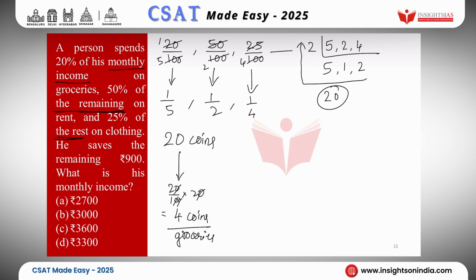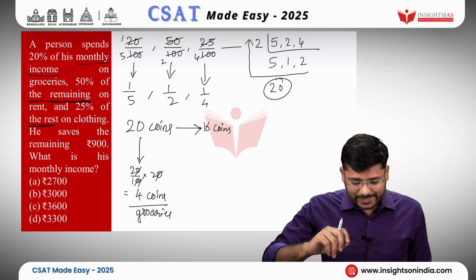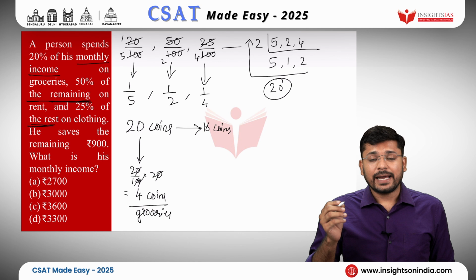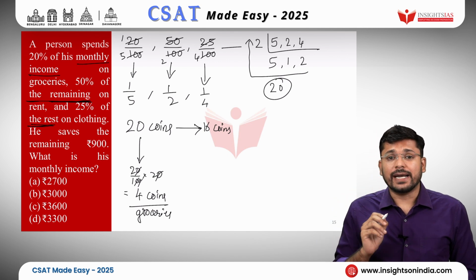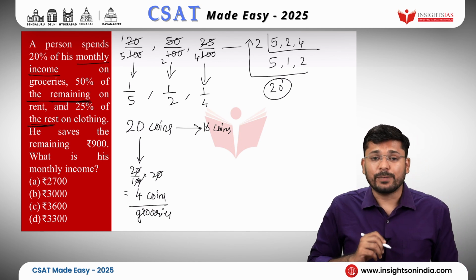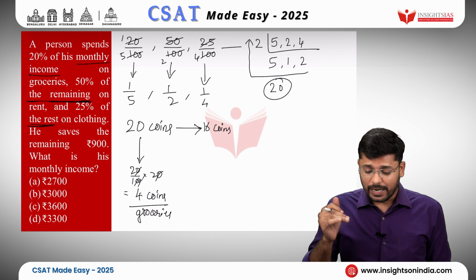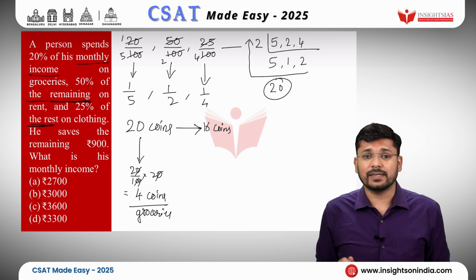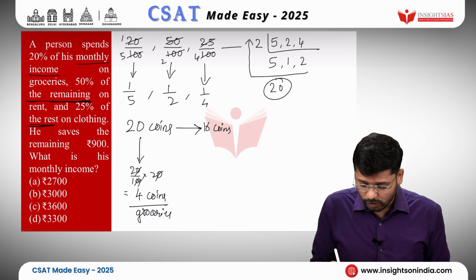Okay. If he spent 4 coins on groceries, how much is he left with? He is left with 16 coins. Out of these 16 coins, he spends 50% on rent, because 50% of the remaining coins is what he spends, so he spends 50% of these 16 coins on rent. How much would that be?